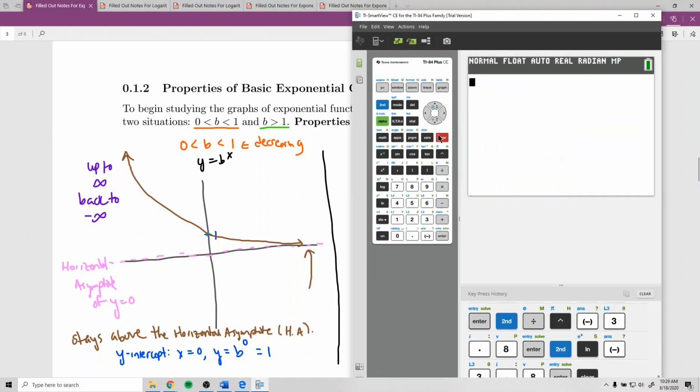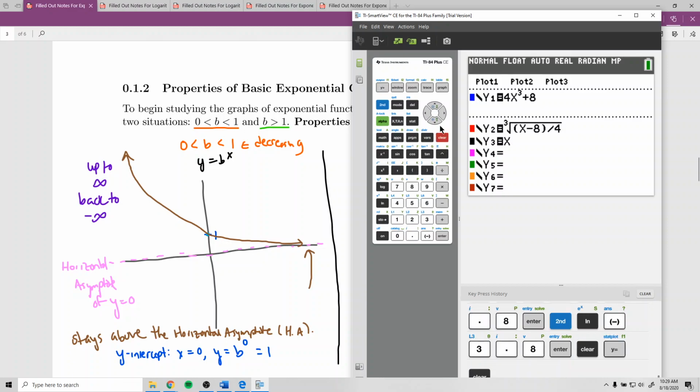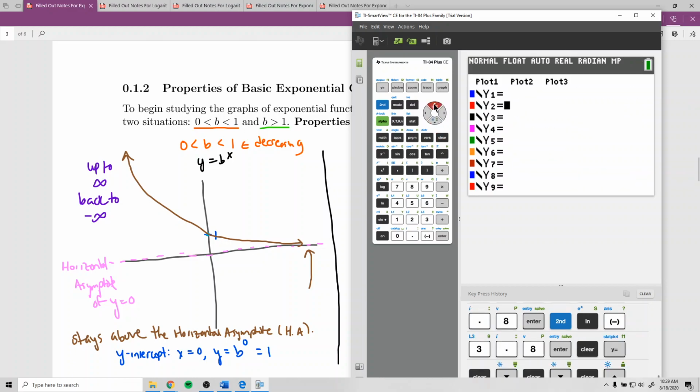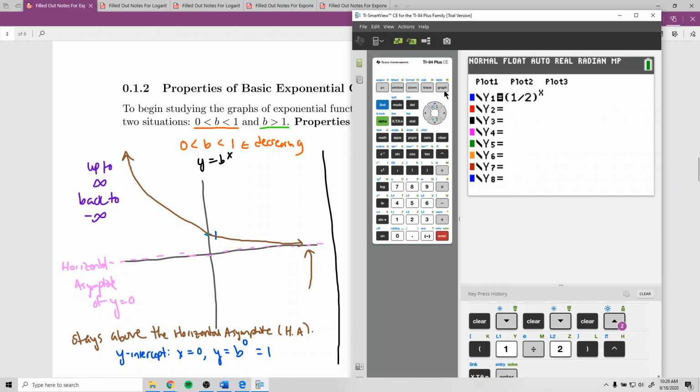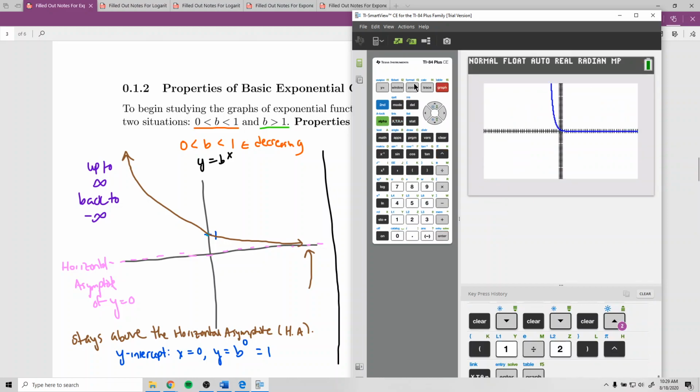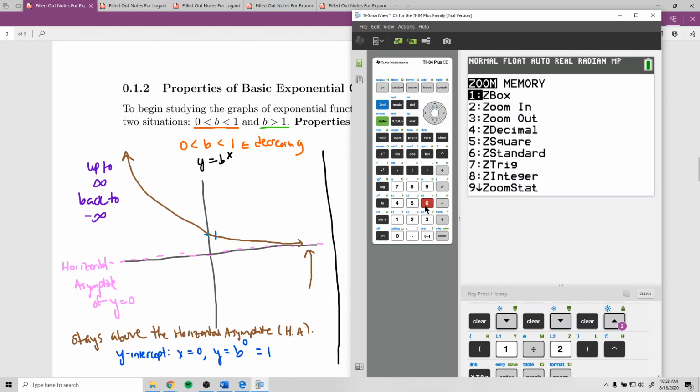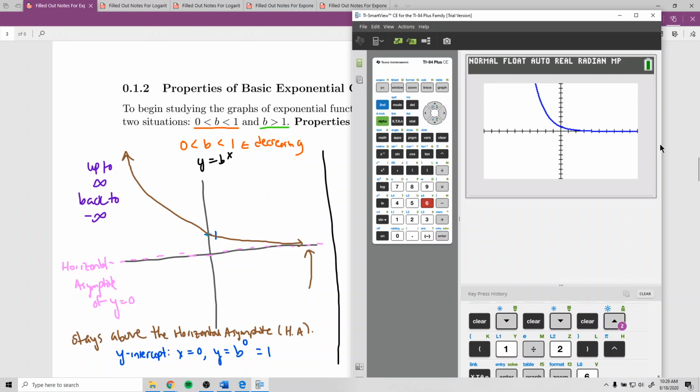All right, so just so you can see the graph here, what I'm going to do is graph y equals b to the x. I'll pick b as 1/2. Actually, I'm zoomed really far out, but you can still see the shape there. I'm going to zoom back into the normal one. So what is happening here? It looks exactly like this shape.